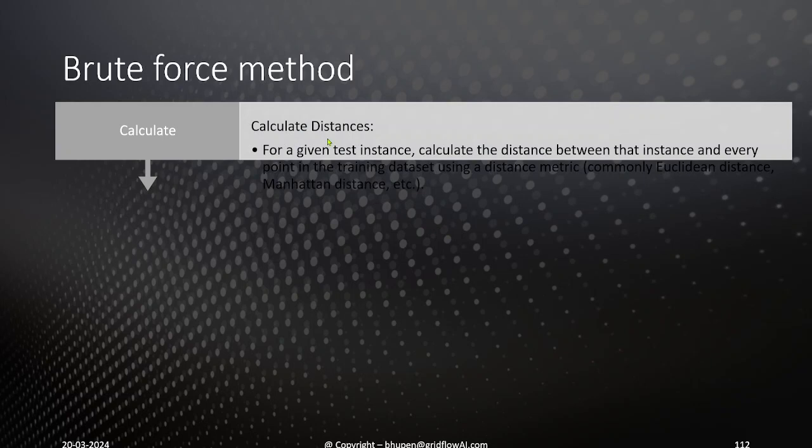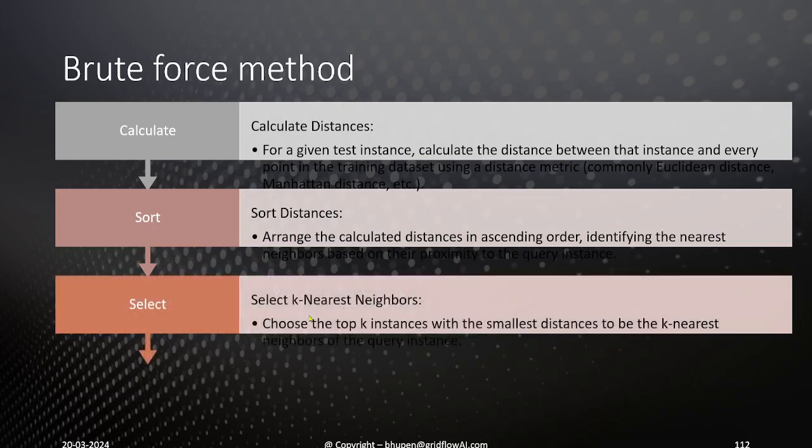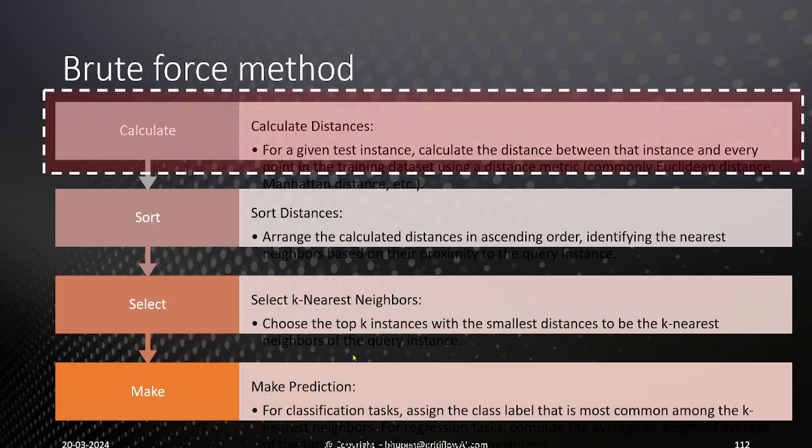So in the brute force method, we simply compute the distances for a given test sample. And then after computing the distances, we sort them, arranging in ascending order most likely. And then we select the nearest neighbors. We choose the top k instances with the smallest distance, and they are the k nearest neighbors. And after that, we make a decision. So this is how the brute force method actually works.